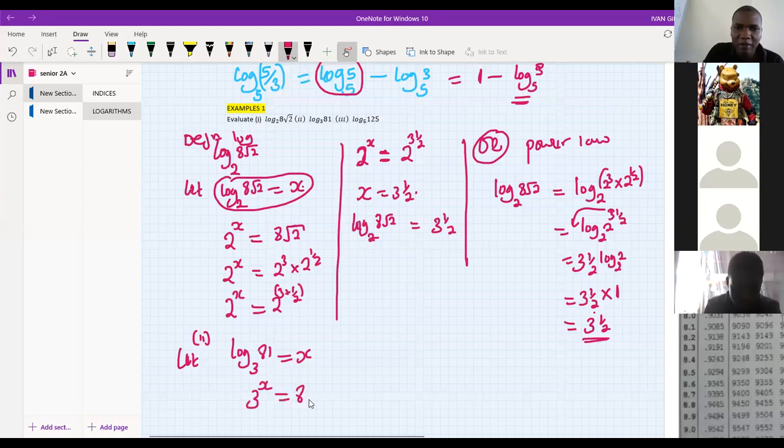You can see the battery is almost down, so let me finish up. When you prime factorize 81, it is the same as 3 to the power of 4. So 3 to the power of x will be the same as 3 to the power of 4. Now from here, you simply say x is equal to 4 using the knowledge of indices.